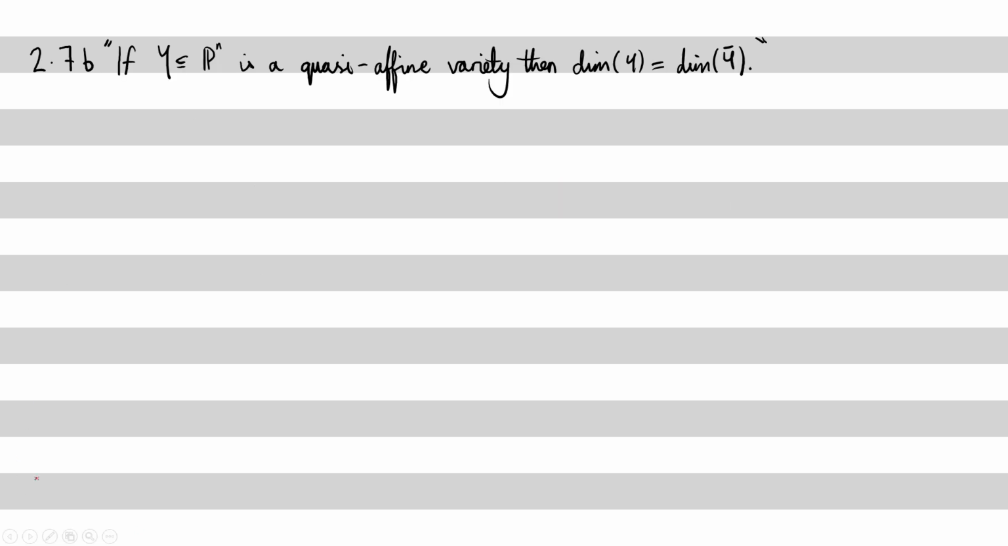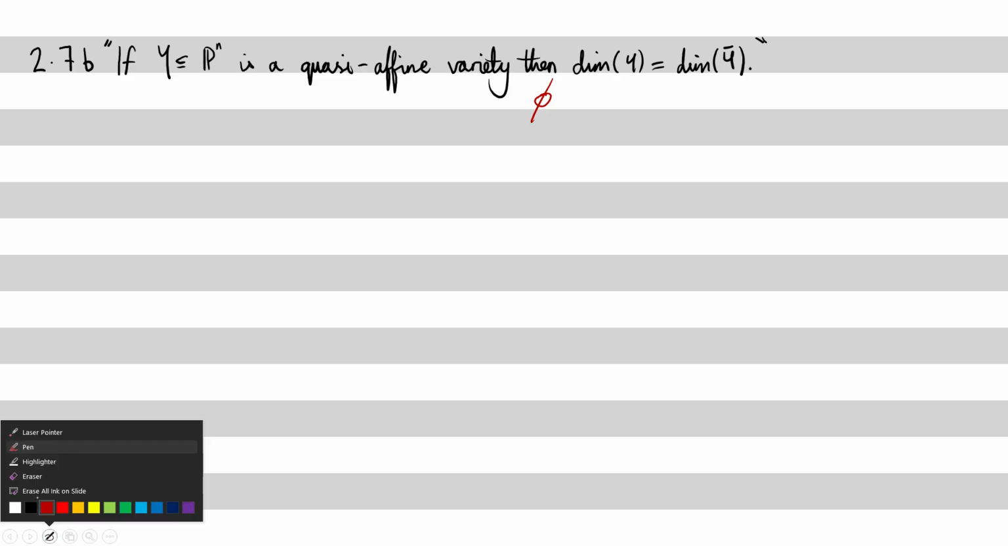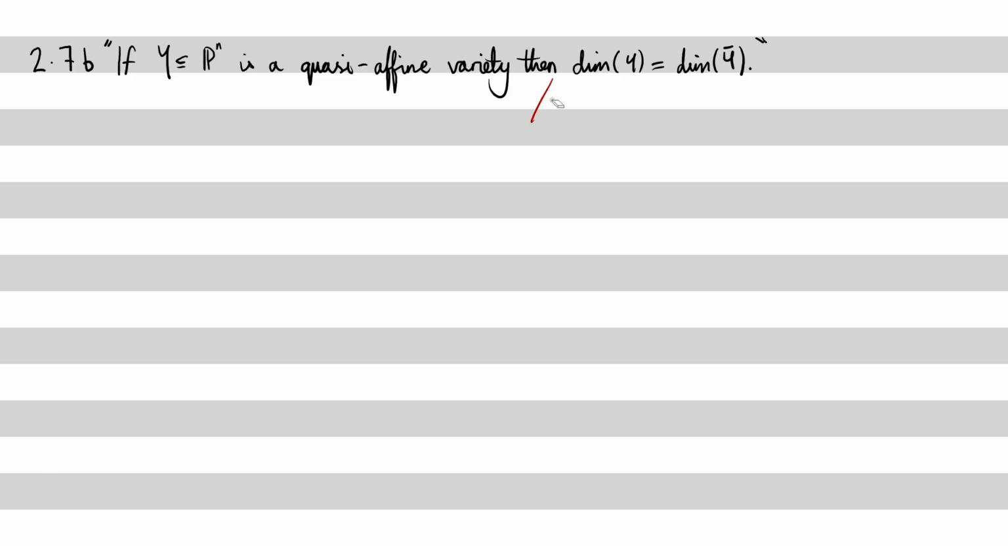The second part of this question asks us to show that the dimension of a quasi-affine variety is equal to the dimension of its closure. Firstly, the empty set. The closure of the empty set is equal to the empty set, and we can just ignore it.